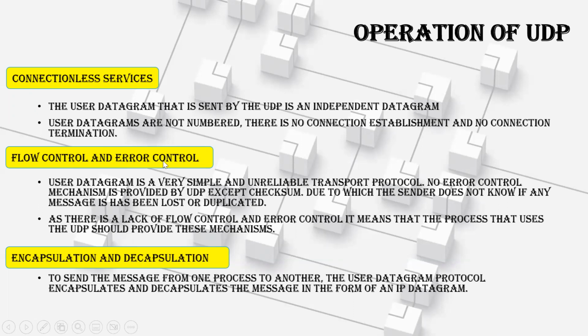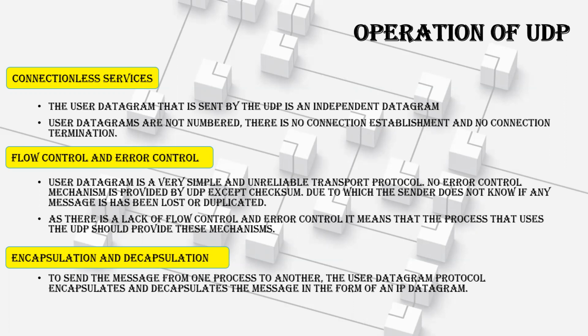Next is flow control and error control. This user datagram protocol is very simple, and it produces only unreliable services. There is no proper error control mechanism followed during the transmission of the packet, except that you can have the checksum as one field, and even that is optional. There is also a lack of flow control in UDP. So the process that uses UDP should provide these mechanisms to enhance the accuracy of the packet received at the receiver end.